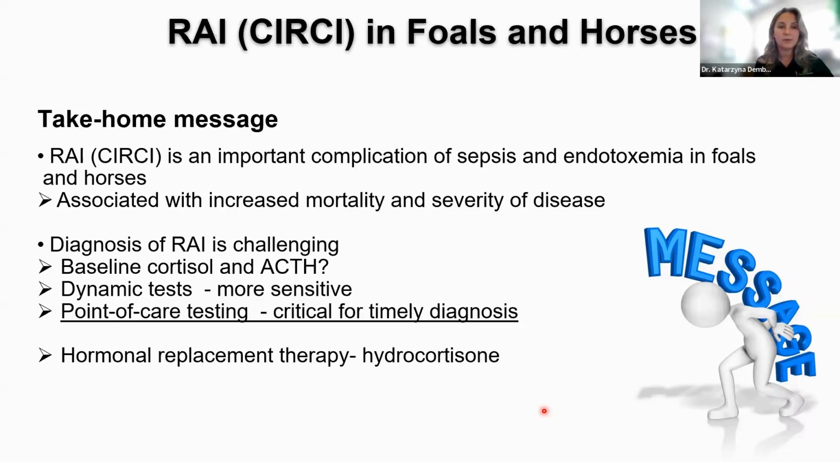We can look at baseline cortisol and baseline ACTH concentration, as well as dynamic tests, and hopefully we'll get some more information on vasopressin stimulation tests soon. And then finally, hormonal replacement therapy with hydrocortisone is recommended in horses or foals with suspected CIRCI, and it may improve their survival in those animals.